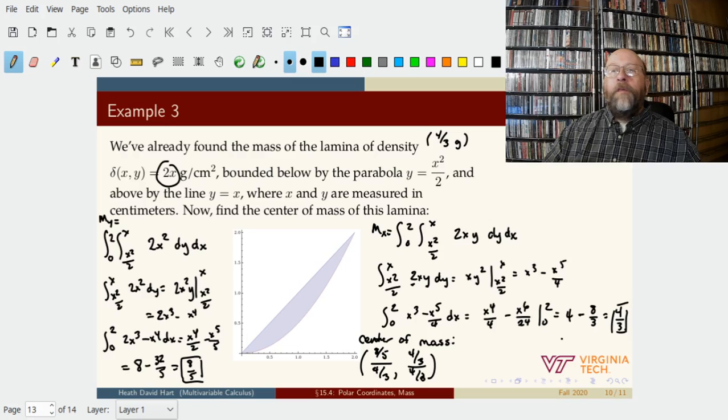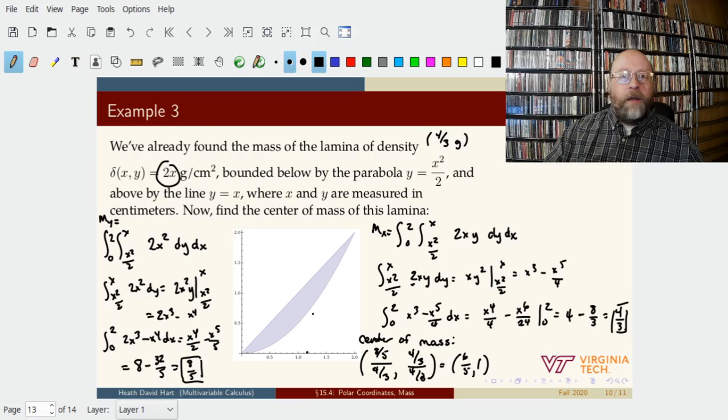The 4/3 in the numerator comes from here, and the 4/3 in the denominator comes from up here, the original mass. 8/5 divided by 4/3 is 6/5, and 4/3 divided by 4/3 is 1. 6/5 is a little bit to the right of 1, and 1 is right there smack dab in the center. And so it looks like the balance point is going to be right about there. Okay?